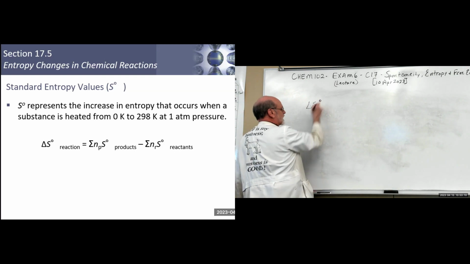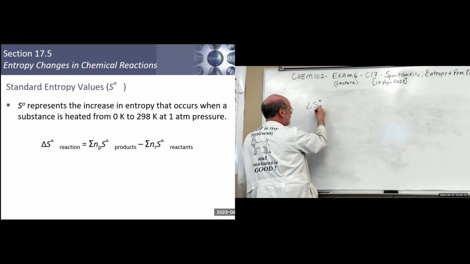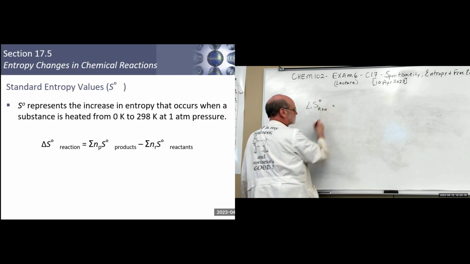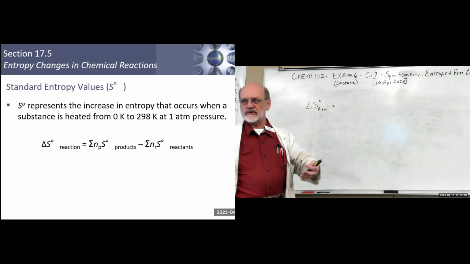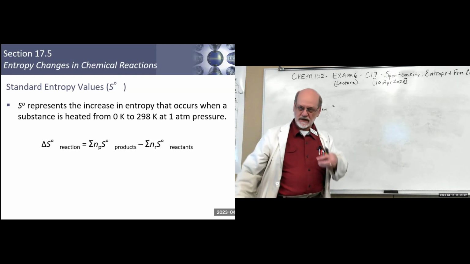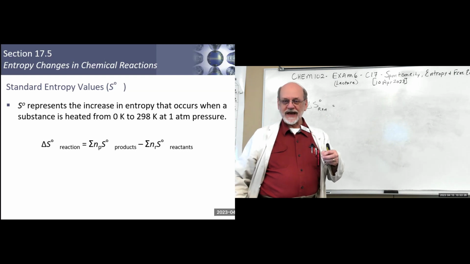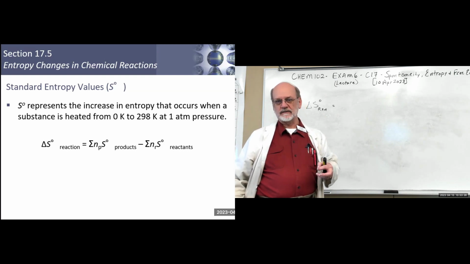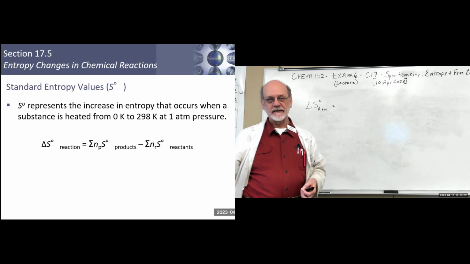So the standard entropy has this 0 up here. And we're going to do it for the reaction. So what does that standard mean? That means standard temperature and pressure, at 298 K and 1 atmosphere. 273 plus 25 is 298.